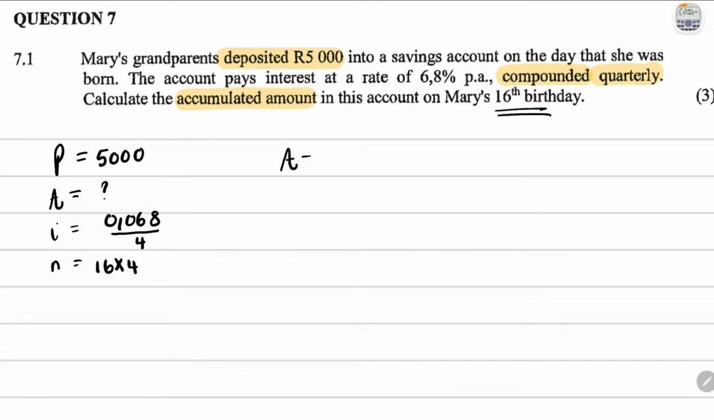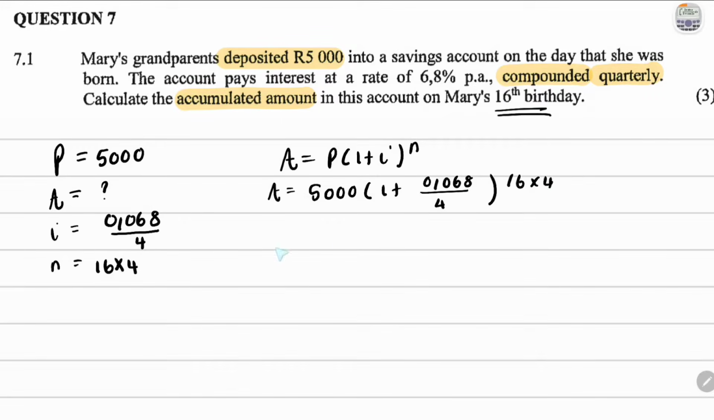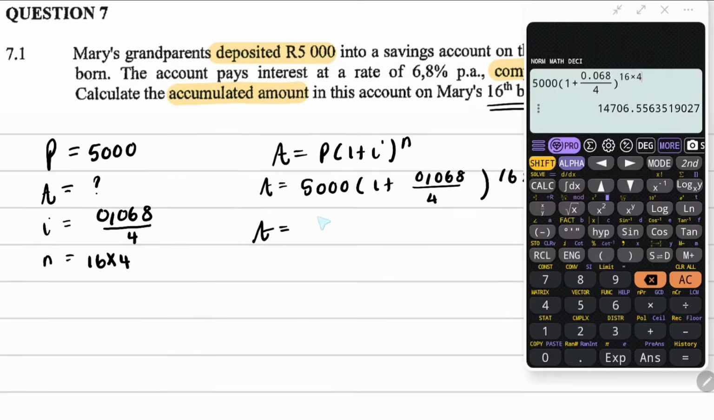So our formula is the compound growth formula, which looks like this. And then we're just substituting. So A is equal to 5,000 times 1 plus 0.068 over 4 raised to the power of 16 times 4. Let's punch that into the calculator and see how much will be in the account. Okay, and the total amount in the account would be 14,706 point, round off to 2 decimal places, that will be 56 cents.